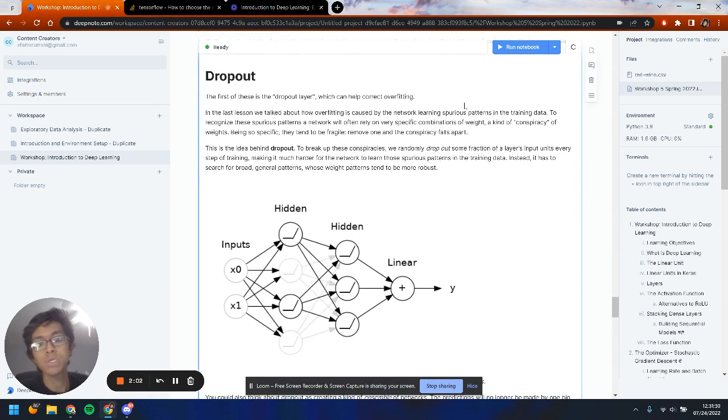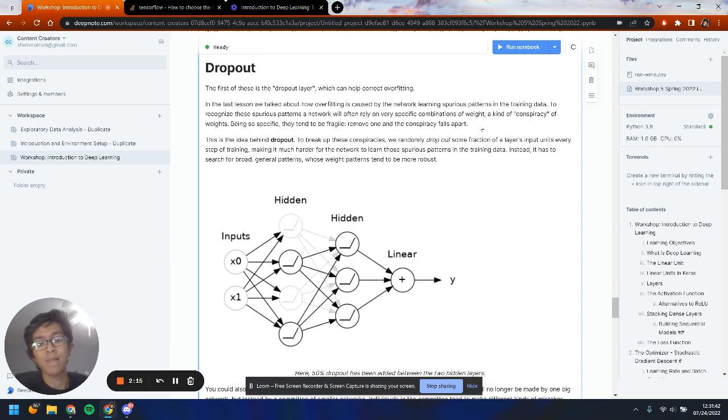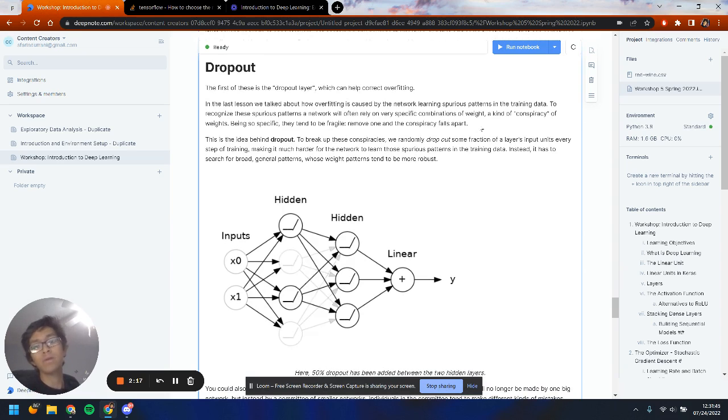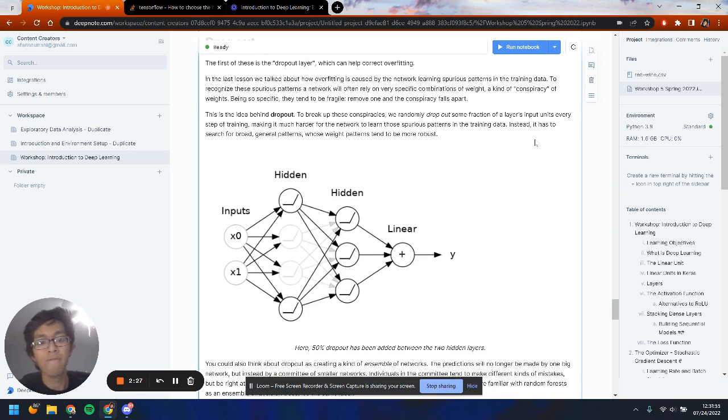So in the last lesson, we talked about how overfitting is caused by the network learning spurious patterns in the training data. And to recognize these spurious patterns, a network will often rely on very specific combinations of weights, kind of a conspiracy of weights. But because they are so specific, they tend to be very fragile. Remove one of these weights and the whole conspiracy falls apart.